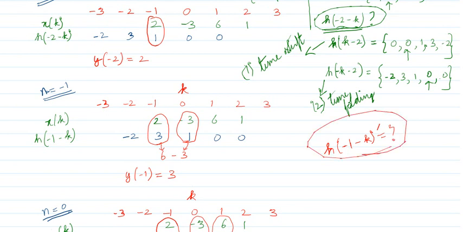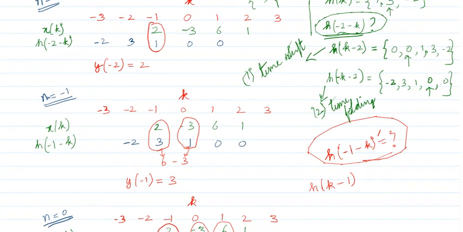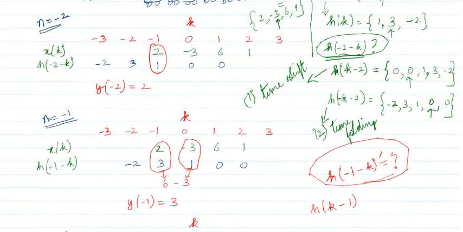So what is the first step? The first step is time shifting, h of k minus 1. What is h of k? h of k we know already. This is your h of k. What is h of k minus 1? It is shifted or delayed by 1 unit. So what happens is it is 1, 3, -2. 3 will go to, it is shifted, so it will be like this.